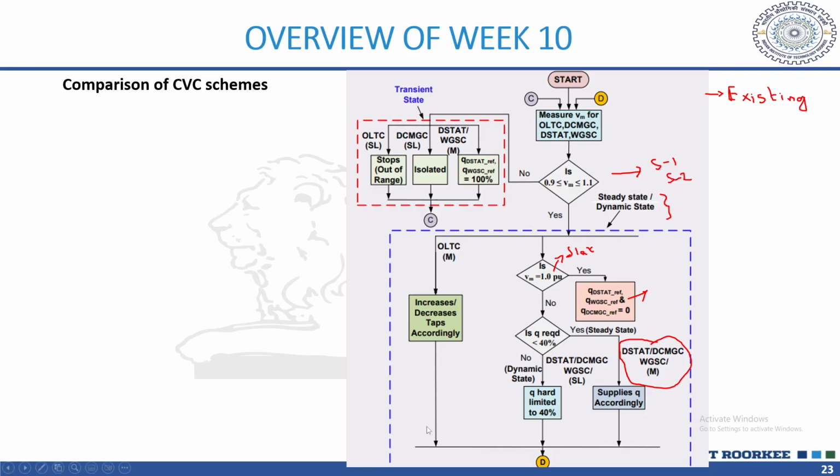Okay. So if the Q required is less than 40%, means it is in steady state. So the Q is provided by these resources, right? But if it is no, that means Q is equal to 40%, that is in your dynamic state, right? So if the Q is limited at 40%.